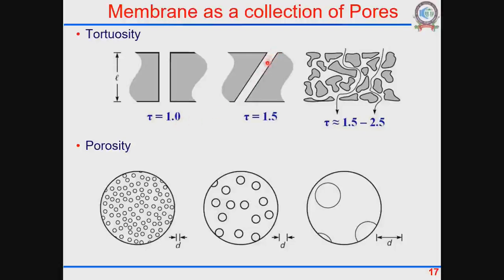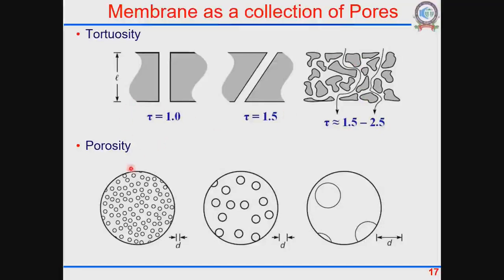Suppose the pore is inclined, then the actual distance traveled is much more than the length or the thickness of the membrane. So in this particular case, if the actual distance traveled is 1.5 times the thickness of this membrane, L, then we can say that the tortuosity is 1.5. And in reality, tortuosity can be even as large as 2.5, 3, and so on.